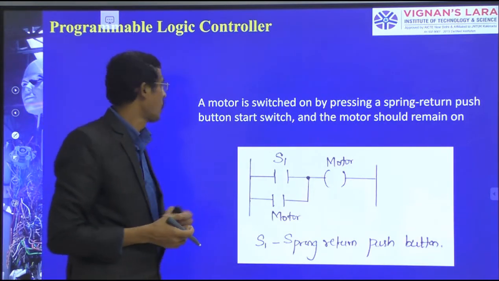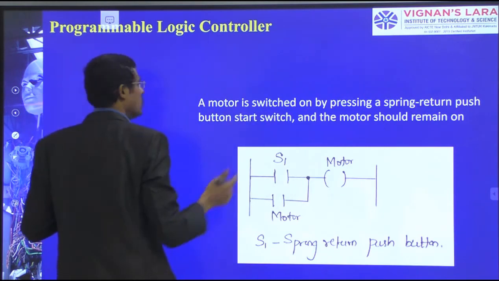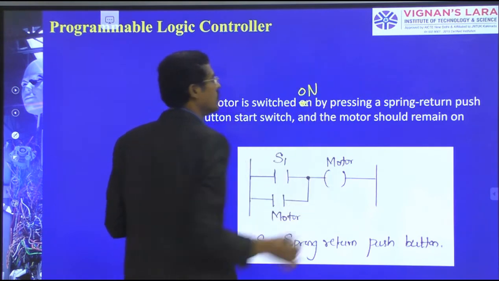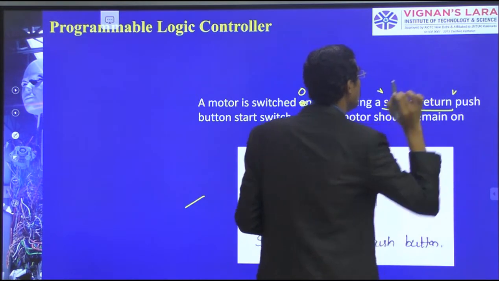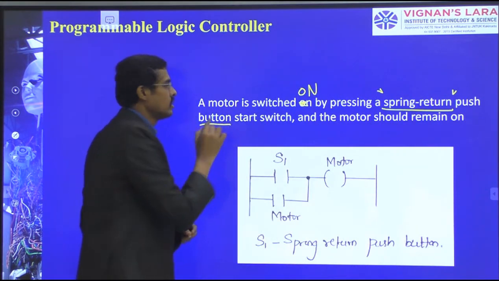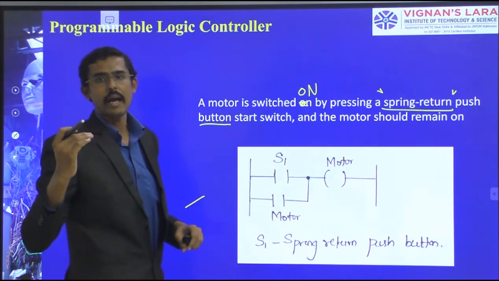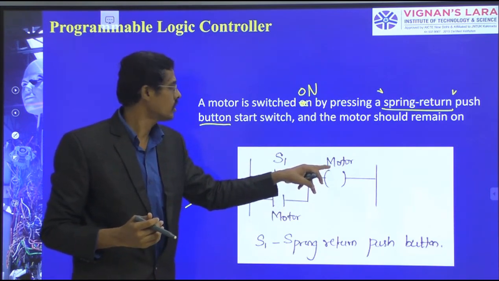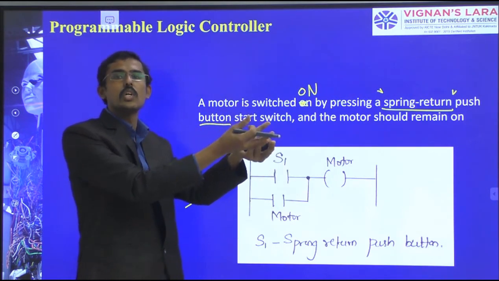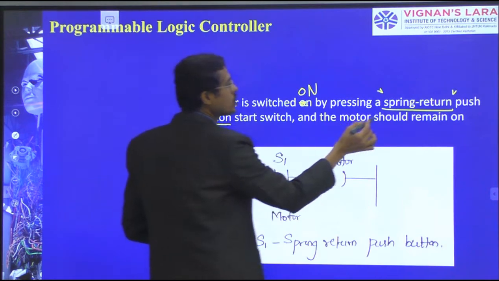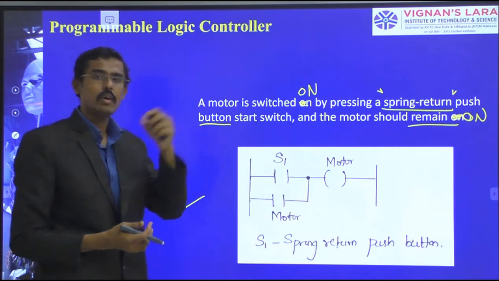Now I want the motor to be switched on by pressing a spring return push button start switch. Very important word, listen: spring return. When I push S1, it returns back, but it is going to switch on the motor. The connection is given to the motor, the motor is switched on immediately, and the motor should remain on. For that condition, what do I have to do?